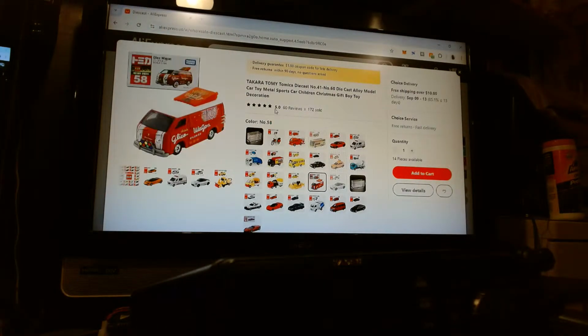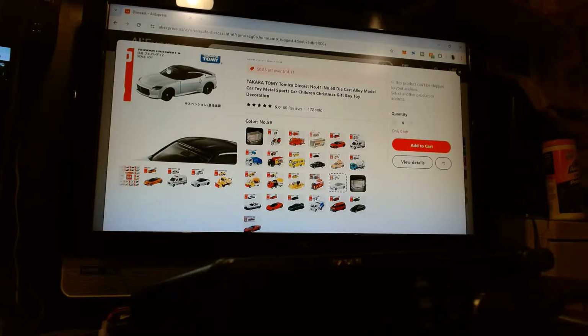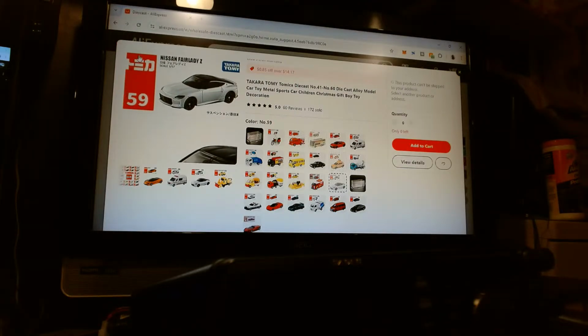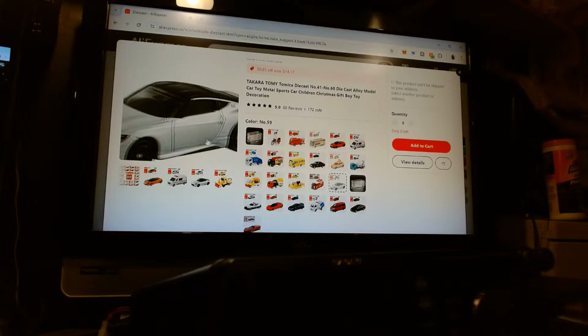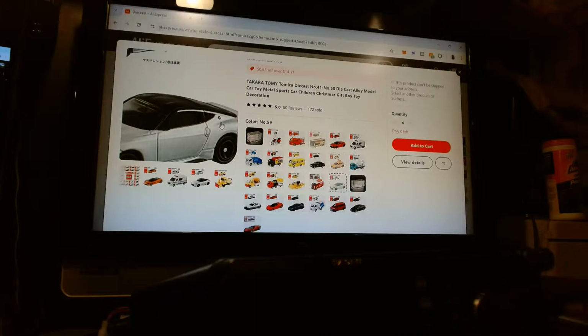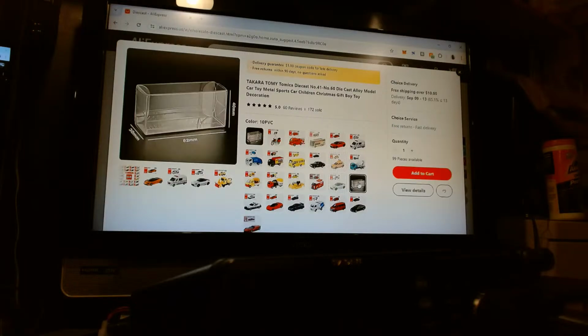Okay. So you've got to pay attention to these things because this one is actually bigger. This is a Nissan Fairlady Z. This is 1/57 scale. So this particular diecast metal car is slightly bigger than the previous one. And then there's a slightly bigger case. See, this bigger case is 82 millimeters.